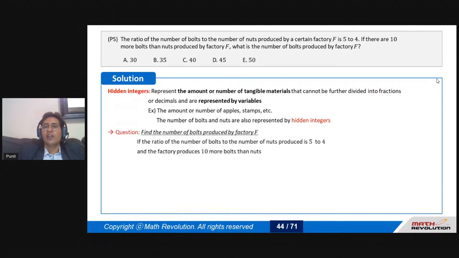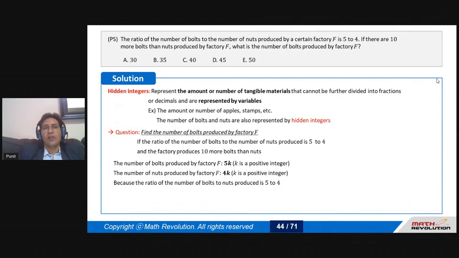They have given us the ratio that if the ratio is 5 is to 4 between B and N, and if there happens to be 10 more bolts produced than nuts, what is the total number of bolts produced? We have been given five options: 30, 35, 40, 45, and 50. The options are pretty close in terms of factor of five. So let's say that the number of bolts were 5k, k being a positive integer, and number of nuts are 4k. So this will keep intact our ratio of 5 is to 4.